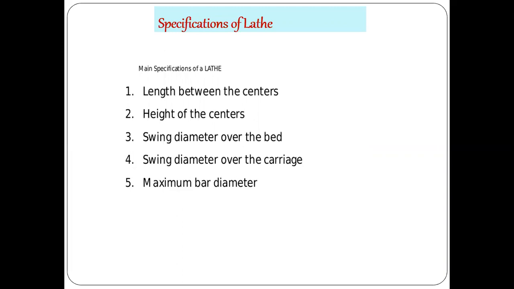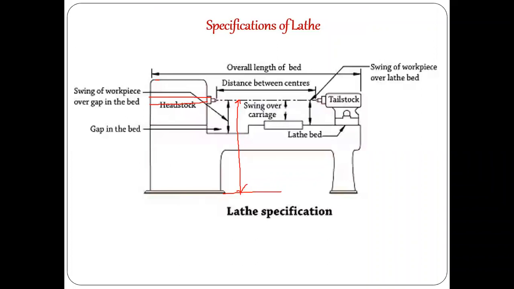For example, we need to buy a lathe for our workshop, or maybe tomorrow you're starting your own company and you want to buy a lathe machine. In the market, hundreds of lathe machines are available. Which kind of lathe machine is required by you? For that, you need to give these specifications. These specifications depend upon what kind of products you are manufacturing on the lathe, which kind of object you are making.